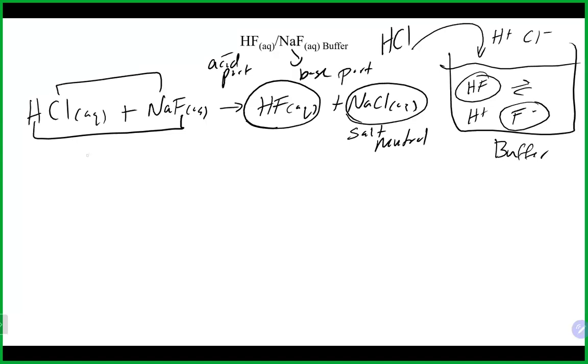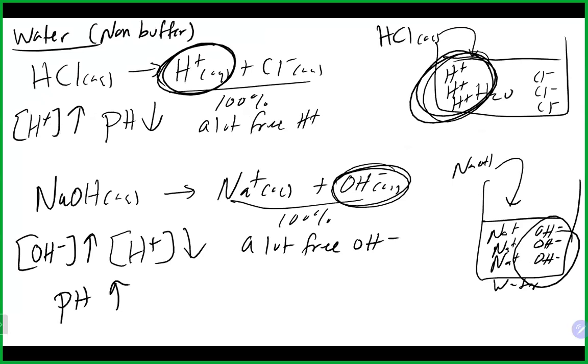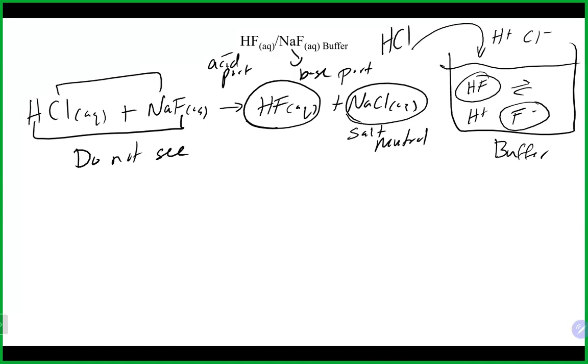It's actually what we do not see here that we did see when we added this HCl to water. What did we see when we added HCl to water that we do not see here? That's important for pH. It is the H plus. So when we added the HCl to water, we made a ton of H plus really quickly. When we add this to the buffer, that H plus that's coming in is going to go find the fluoride, and then it's going to make some more of that HF. We will not produce any more free H plus.